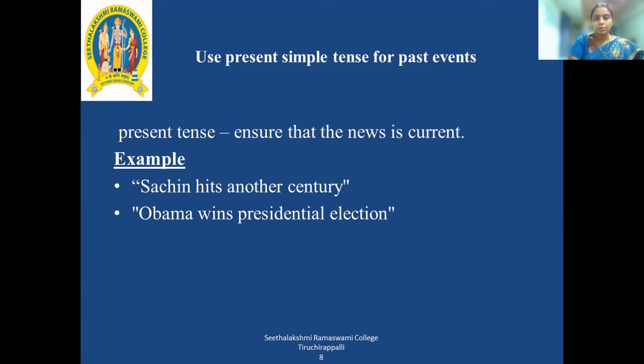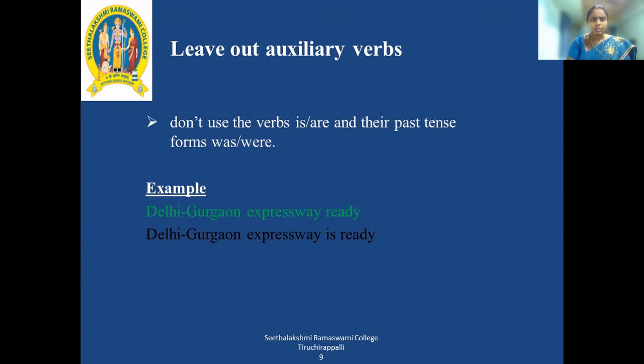Next, auxiliary verbs. We should not use the verbs is, are, and their past tense forms was, were in our headlines. For example, Delhi Gurgaon Expressway is ready. Instead of writing it this way, we can write Delhi Gurgaon Expressway ready. It will be better and we can save space.